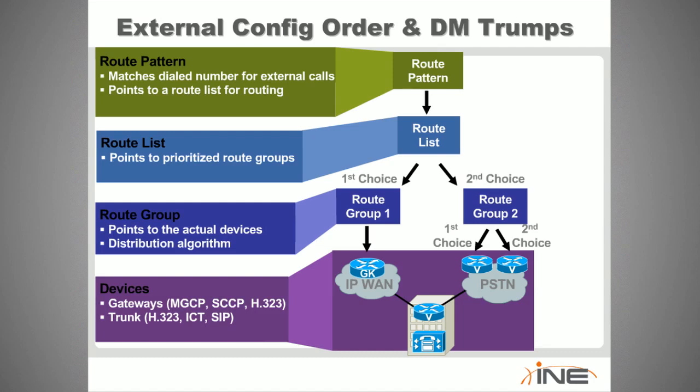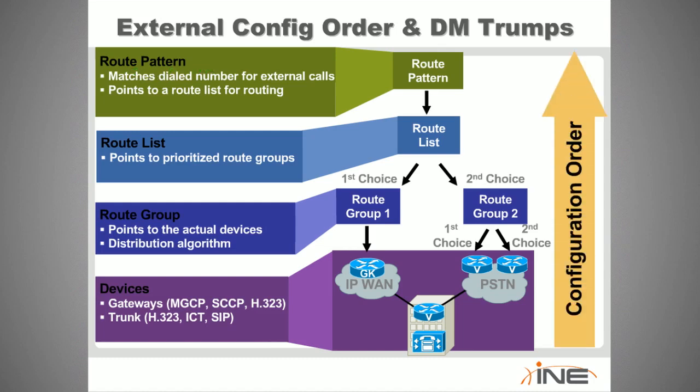And then we have the devices themselves. As we mentioned, the different types of gateways, MGCP, skinny for FXS, FXO, H323 gateways, H323 ICT and SIP trunks. And at 3 of these stages, we have the potential to manipulate digits. Okay, so a call gets to the route pattern because it matched the dialed number for the external call. First of all, we have to configure everything in the opposite direction that the call routes. The call routes from the route pattern to the route list, first or second choice, and then down to the trunks or the gateways. We configure that in the opposite order, of course.